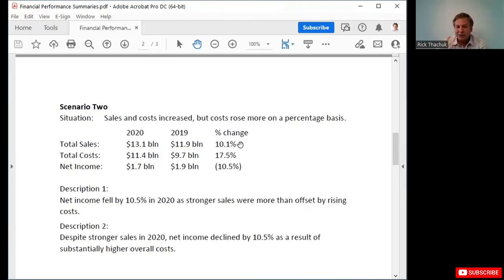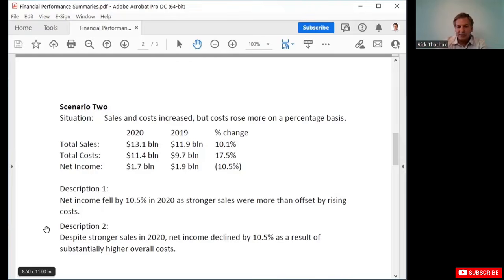And the answer is because this increase in net sales was more than offset by rising costs. So the rising costs took us all the way in the opposite direction and then even further. Rising costs more than offset stronger sales. So this one sentence does a nice job of describing scenario two.